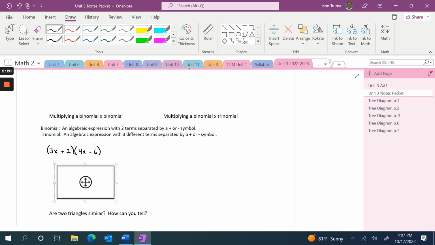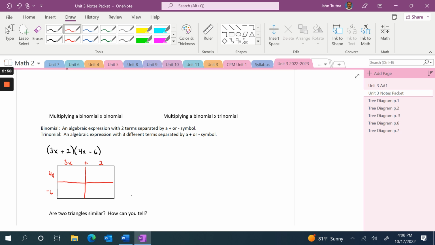Okay, so we are going to draw a square or a rectangle, it does not matter. We're going to write the first binomial or the first expression along the top, put the 3x, put the plus, and put the 2. At the addition symbol, draw a line dividing the rectangle or the area model into two pieces vertically. Along the side of the area model, write the second expression, the 4x and the minus 6. And because there's two expressions, we are going to divide that area model in half horizontally.